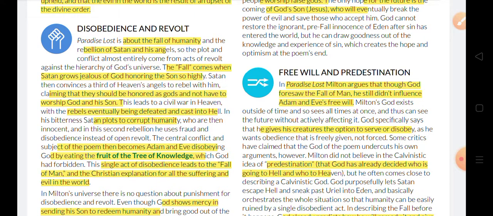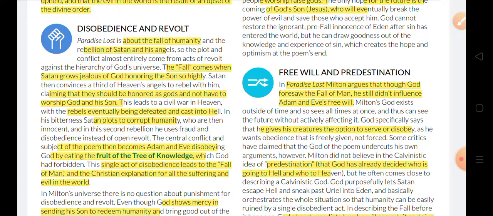The subject matter of this poem is all about the fall of man, which was caused by disobedience of God, and also the rebellion and revolt of Satan against his creator, God. The fall comes when Satan grows jealous of God honoring the Son so highly. So he claims that the angels must be honored as God, and that humans, whom God created, should not have to worship God and his Son. So he rebels, is defeated in the battle of heaven, and is sent to hell.